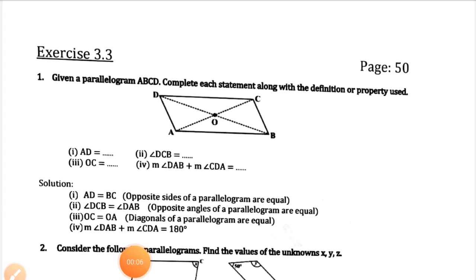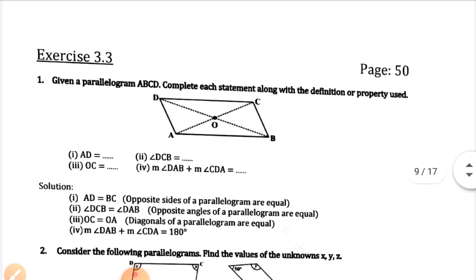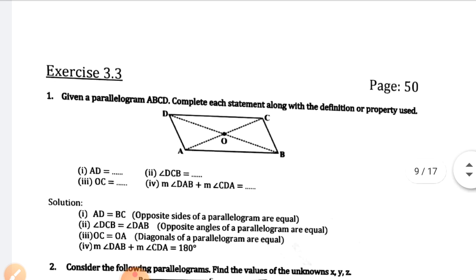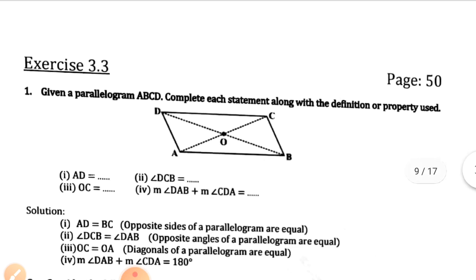So in the previous video lecture we have seen quadrilaterals, different types of quadrilaterals. So based on that theory, examples are given in exercise 3.3. So let's start. First one: given a parallelogram ABCD, complete each statement along with the definition or property used. You have to complete the fill-ups.